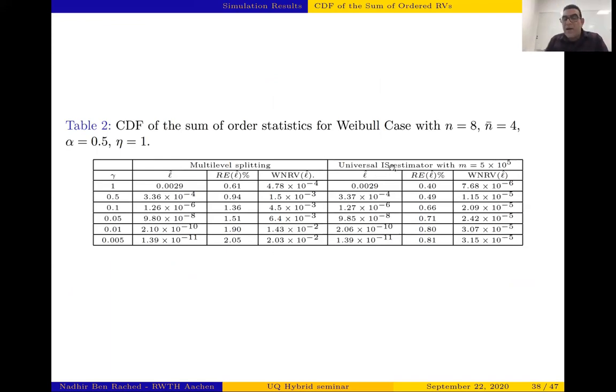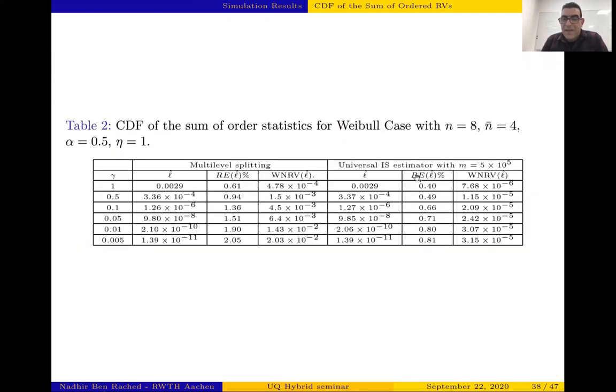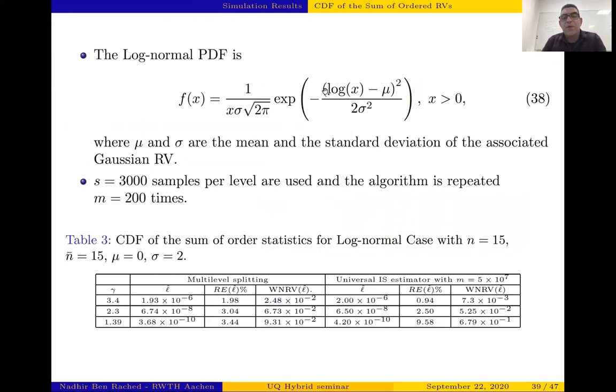So in the example of a Weibull distribution, the Weibull distribution satisfies this property. This is why we see that the universal importance sampling is more efficient than the splitting algorithm. This is because we have the bounded relative error in this case. However, when we move to the log-normal case and we use the same system parameters, we see that the splitting method becomes more efficient than this importance sampling estimator. And the efficiency gain is almost 10 times here.